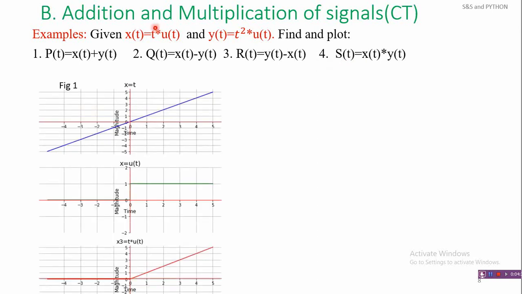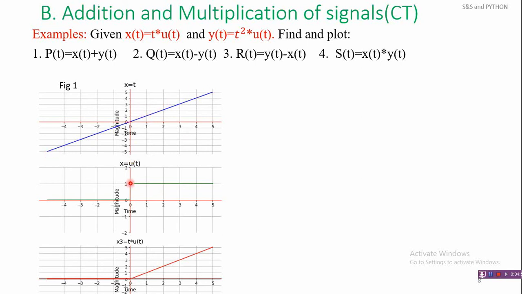Consider this x(t). It has two signals as a product. One is t and the other one is u(t). We know that u(t) is a unit step signal which exists for t greater than 0, which is shown in this second figure here, and t is a straight line passing through the origin, extending for both positive and negative values of t.